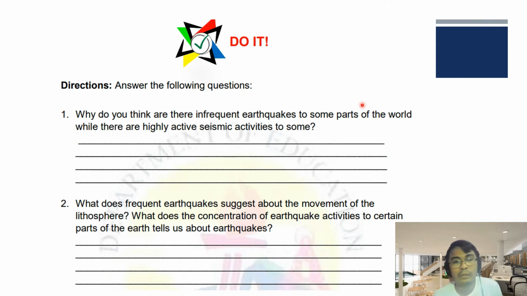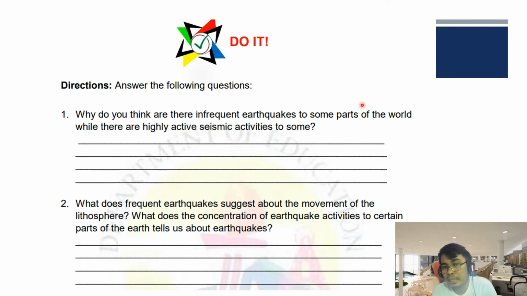Why do you think there are infrequent earthquakes in some parts of the world while there are highly active seismic activities in some? So yung first question naman, yung tinatanong niya lang is, bakit ba may mga lugar kung saan nakaka-experience parati ng earthquake and then may mga lugar din na halos wala or konti lang yung na-experience? Bakit kaya ganun? Okay? And for number 2, what does frequent earthquake suggest about the movement of the lithosphere?